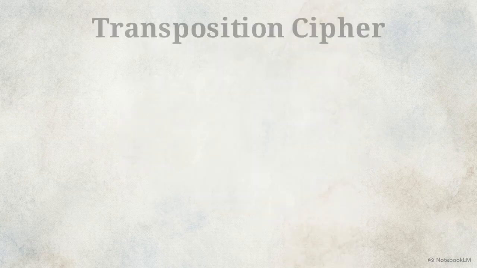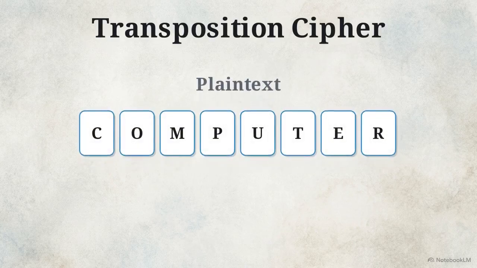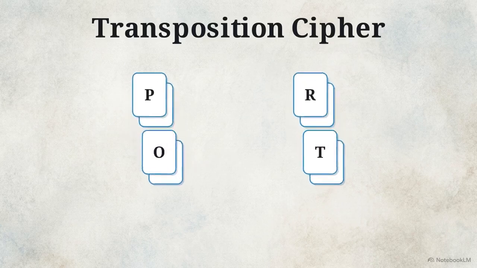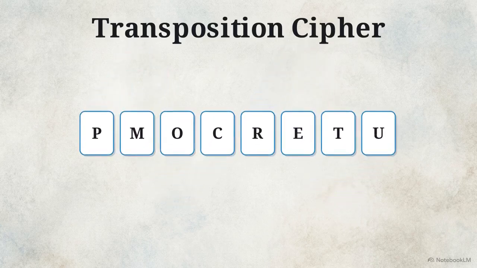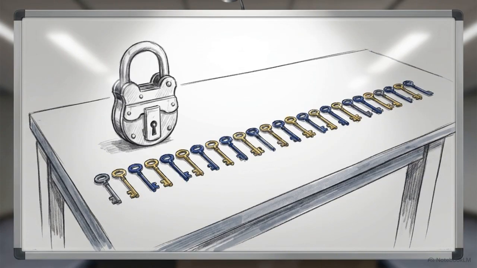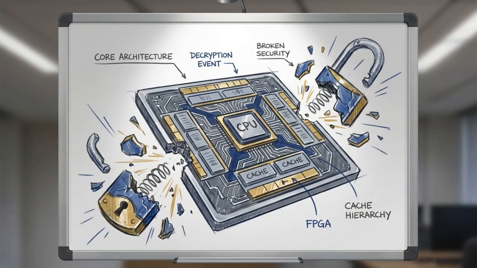By contrast, a transposition cipher leaves the original characters intact but scrambles their physical positions, turning a word like computer into PMOCRETU. Because the English alphabet only allows 25 possible shifts, classical ciphers are practically useless today. A modern processor will brute force check all 25 combinations and break the encryption in milliseconds.